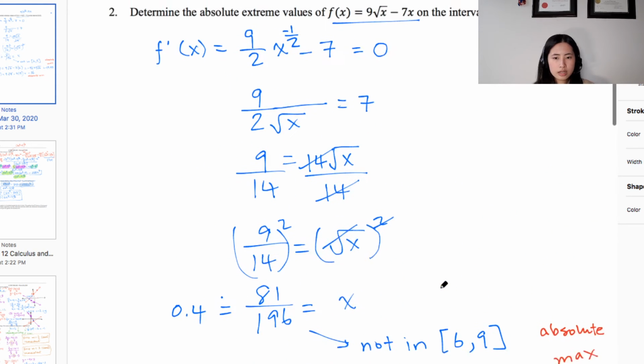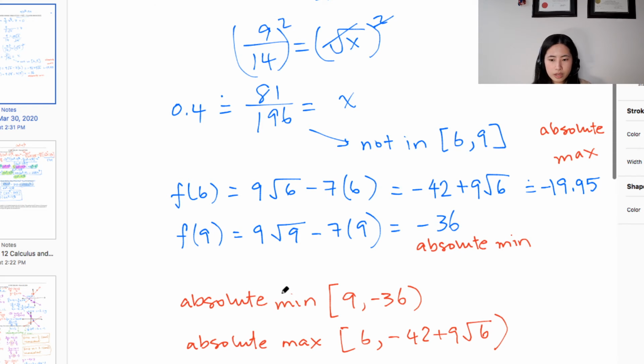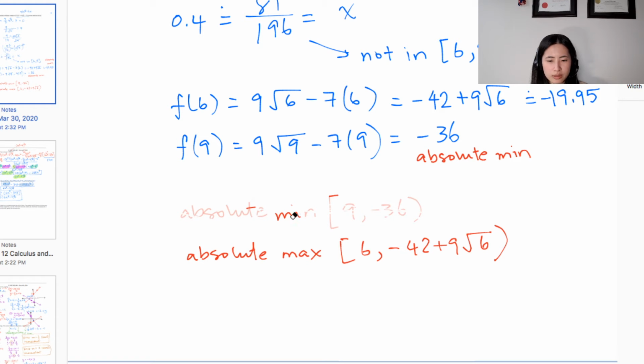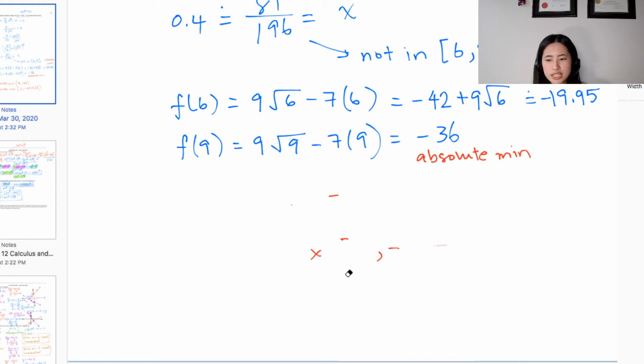Great. But typically when they're asking for absolute max or min, you can just keep it as this and this. You don't really need to write it as an interval, so I don't think this is even necessary. I just wanted to show you it's an x and y coordinate, that's how min and max work. If they're just asking for absolute min, you can just say it's negative 36, and your absolute max would be negative 42 plus 9 square root of 6. That's it. Let's not overcomplicate things.